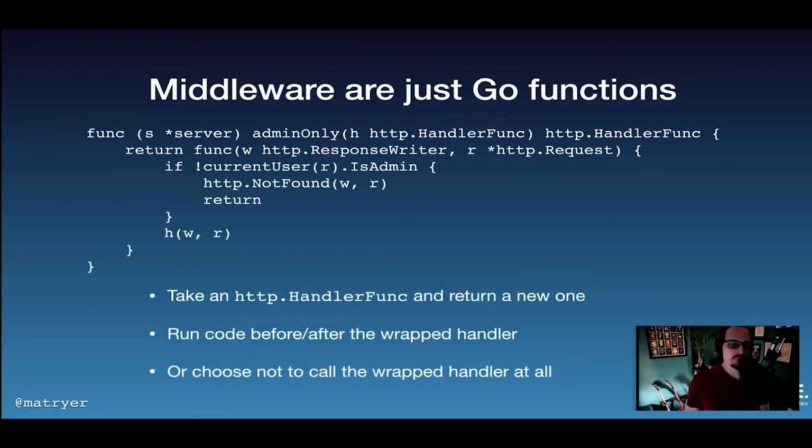So the middleware then become just normal Go functions that take in these handler functions and return new ones. And in this kind of decorator pattern, you get to run code before and after the handler, and maybe even not call the handler at all. So in this case, if the current user is not an admin, we just do not found and then we return. And then only if it is an admin will it fall through and call the original handler. There's lots of use cases for this pattern. It turns out to be pretty powerful and very easy to read, and you get the type safety too. What's not to like?